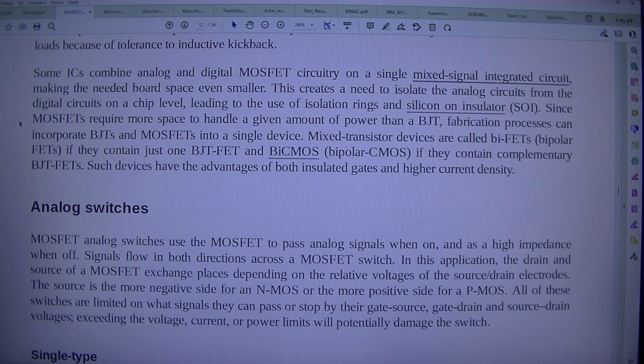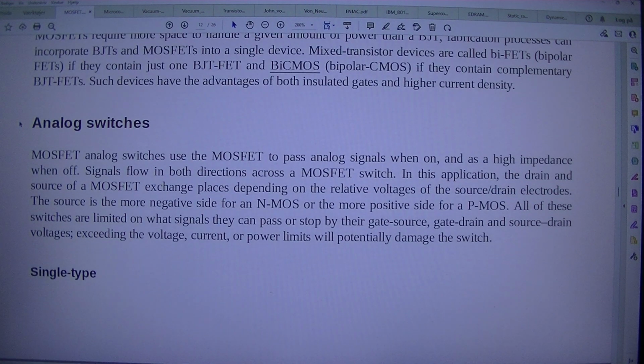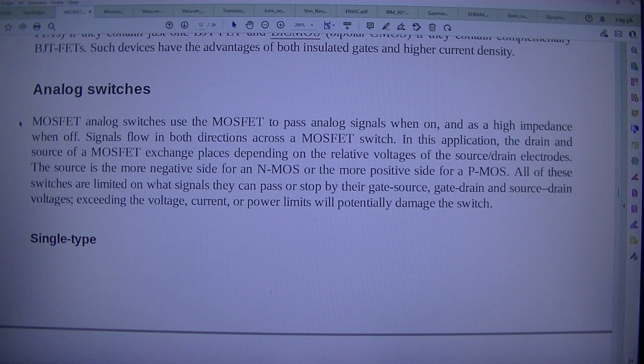Mixed transistor devices are called BiFETs, bipolar FETs, if they contain just one BJT FET, and BiCMOS, bipolar CMOS, if they contain complementary FETs. Such devices have the advantages of both insulated gates and higher current density.